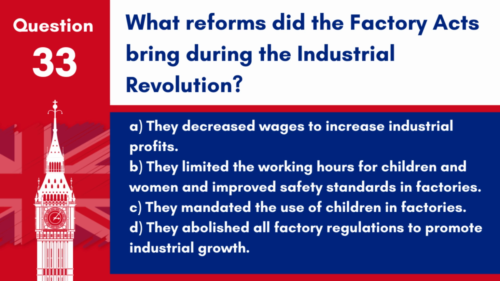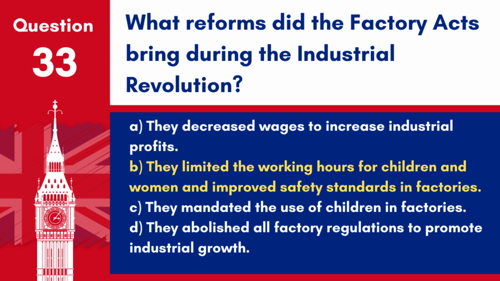A. They decreased wages to increase industrial profits. B. They limited the working hours for children and women and improved safety standards in factories. C. They mandated the use of children in factories. D. They abolished all factory regulations to promote industrial growth.